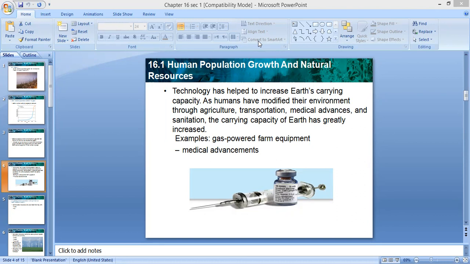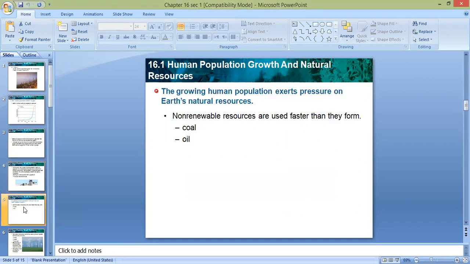Also the medical advancement. Medicine decreases the mortality rate. I mean, there was mortality for infants or for many diseases. Okay guys, do you know now how the technology helps in increasing the carrying capacity of Earth? Do you know now? Do you understand?